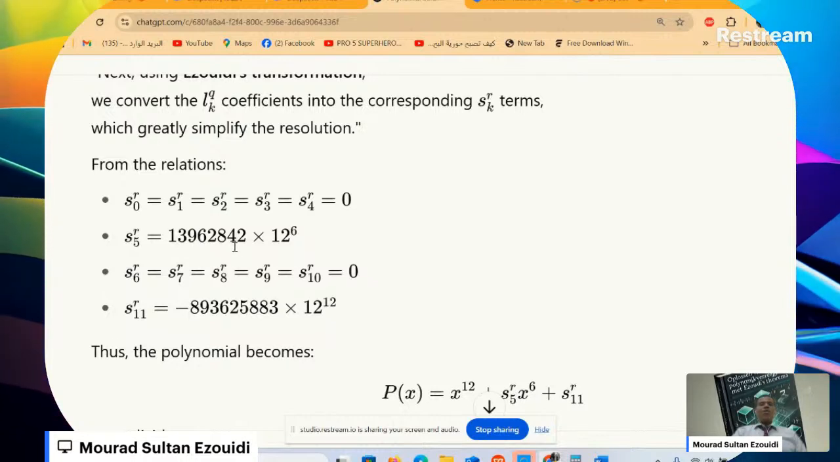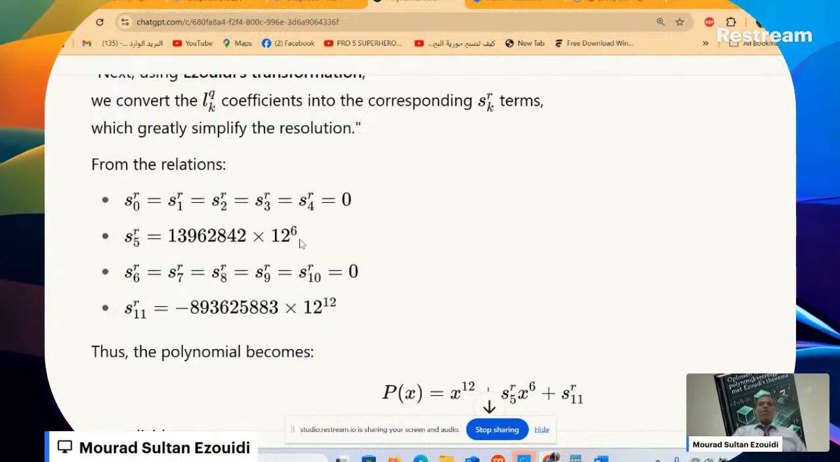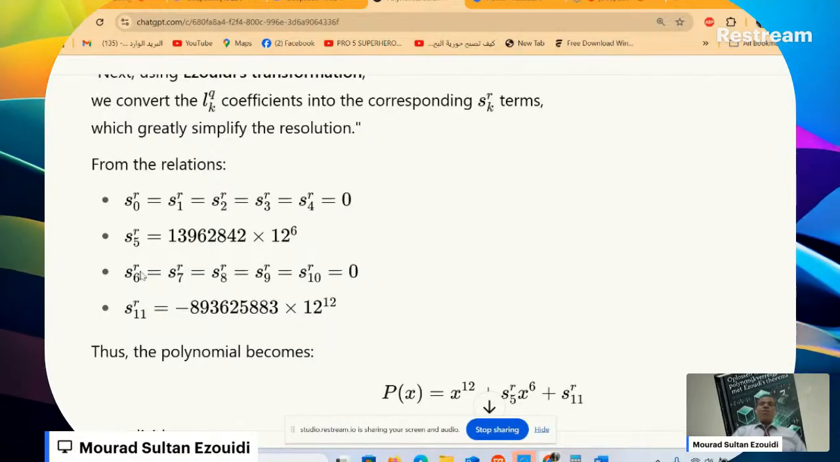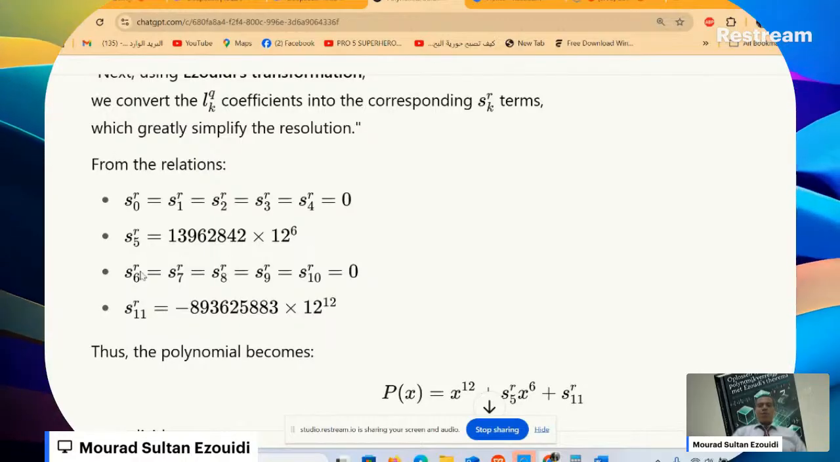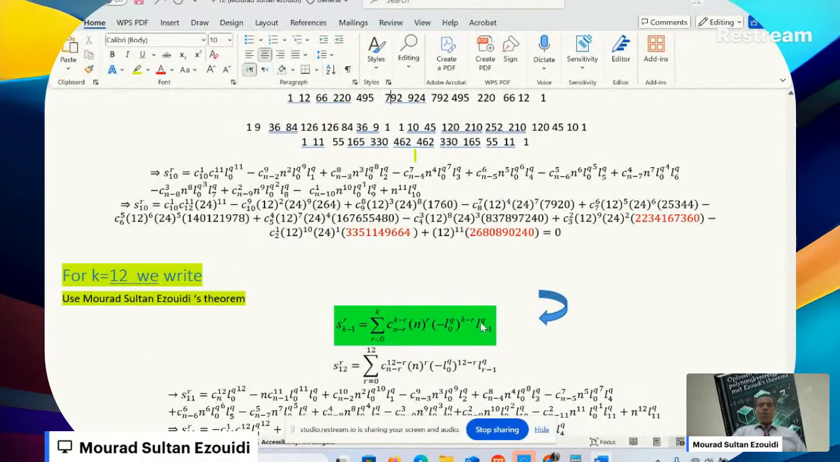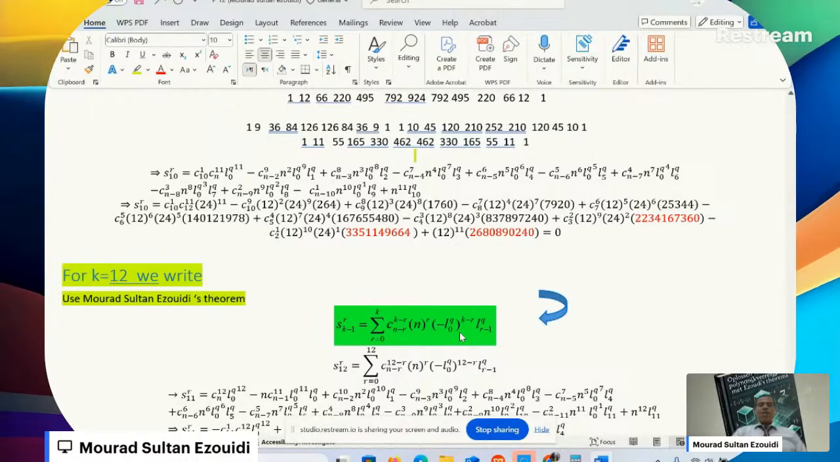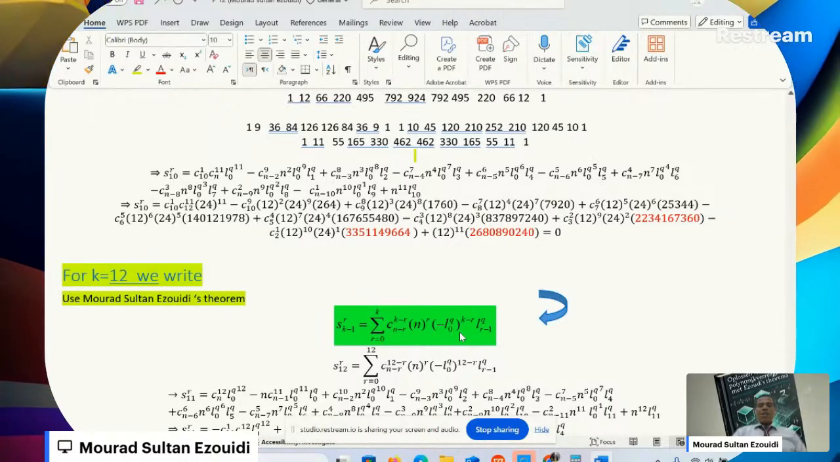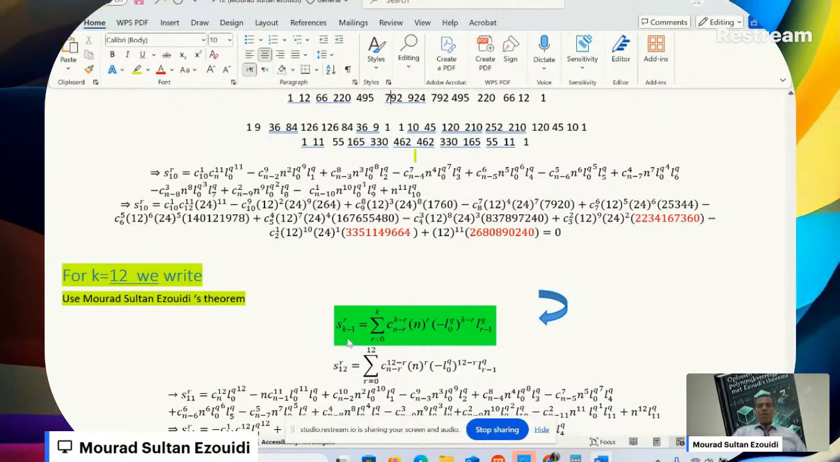It will be 13,962,842 times 12 raised to the power 6. Then I should calculate, using the theorem of Mourad Sultan Ezouidi. This one that I showed you, I will use the theorem. Then I'm going to find S6 and S7 and S8 and S9 and S10 up to S11.